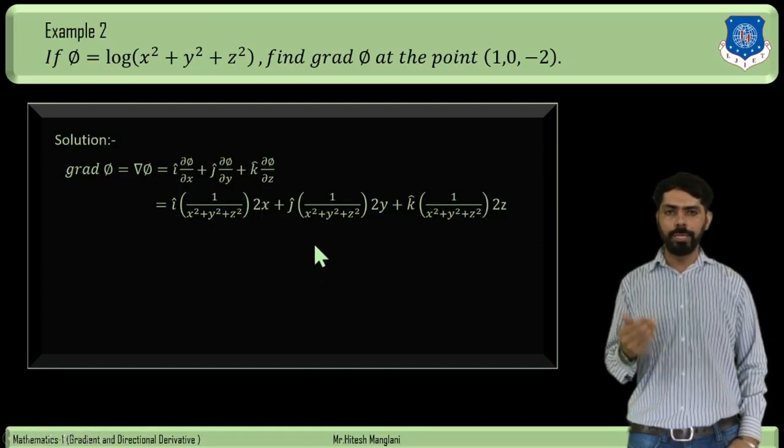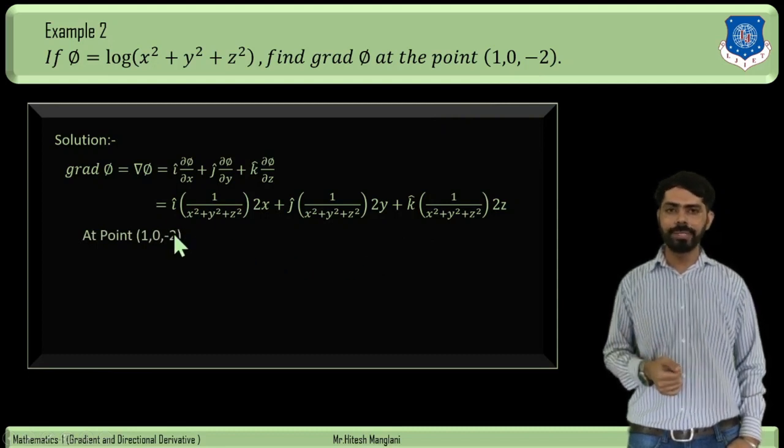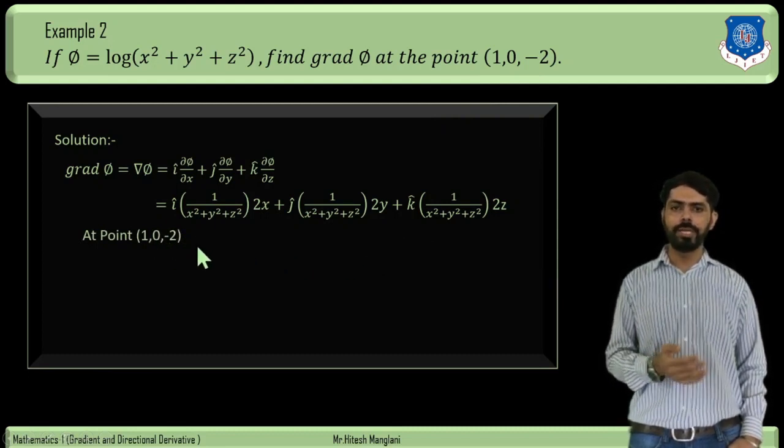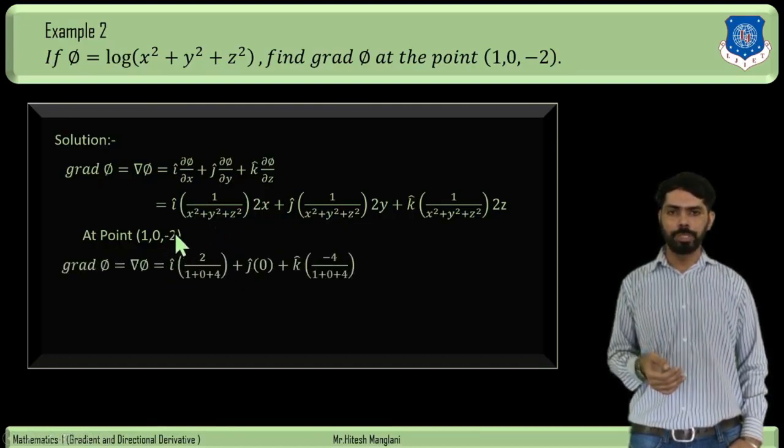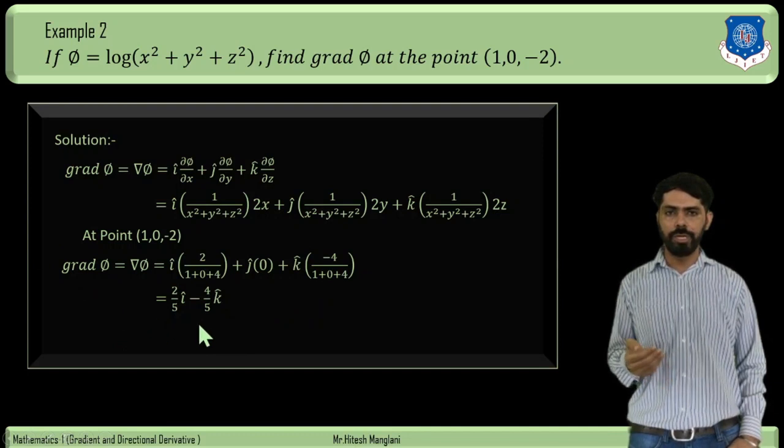Now we will have to find out gradient phi at the point 1, 0, minus 2. So for that we will replace x by 1, y by 0, and z by minus 2 in this result. So here if we replace x by 1, y by 0, and z by minus 2, then here it will be i into 2 divided by 1 plus 0 plus 4, plus j into 0, plus k into minus 4 divided by 1 plus 0 plus 4. So this can be written as 2 divided by 5 i minus 4 divided by 5 k. So this is the answer of gradient phi at the point 1, 0, minus 2.